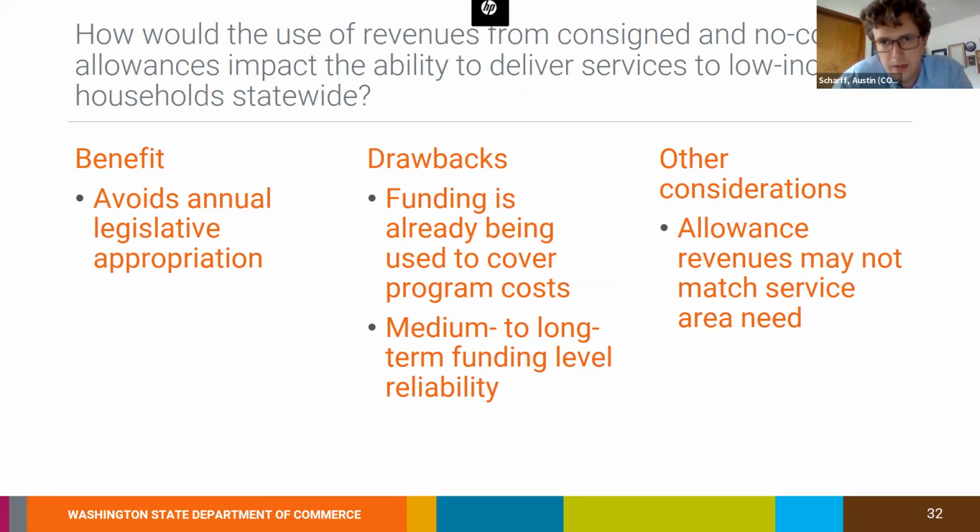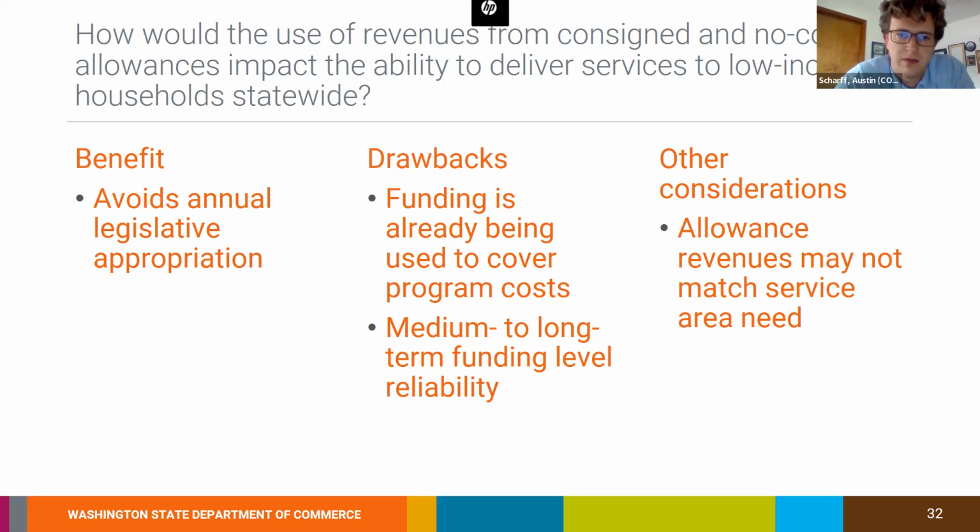So the common theme of the next few questions is how the use of a particular funding mechanism, in this case the consigned allowances and no-cost allowances, would impact the ability to deliver services to low-income households statewide. Again, this is like our flat bill amount, where we're putting this out there to start the exercise. Because we're running short on time, we're going to cut that exercise and have folks submit comments on this particular topic. But again, we see this as avoiding annual legislative appropriation.